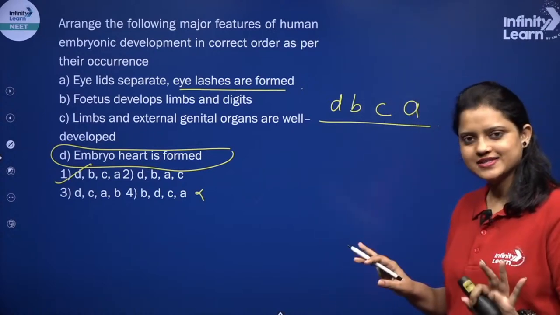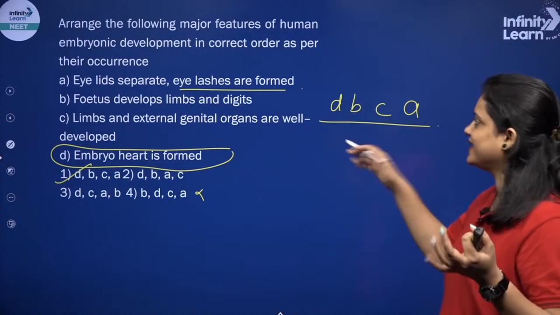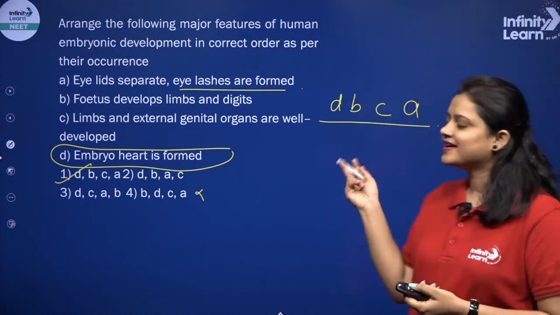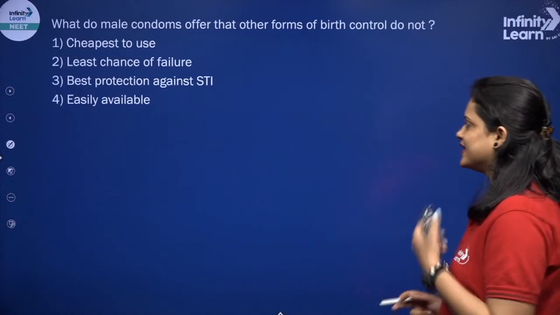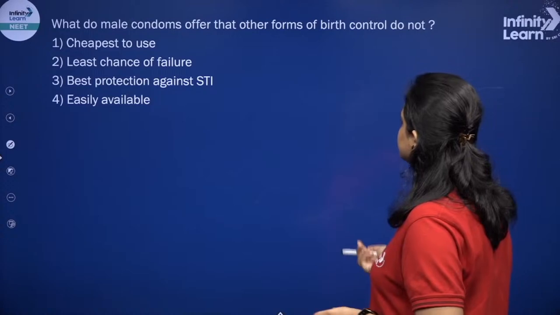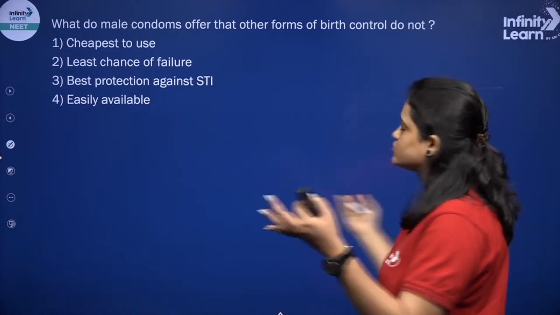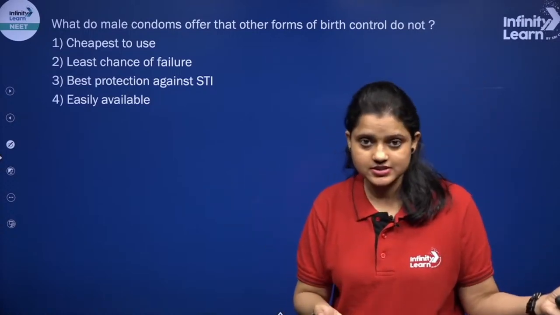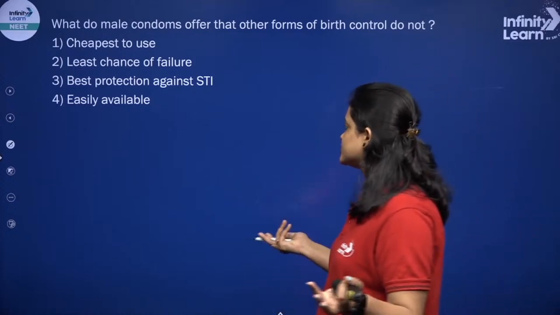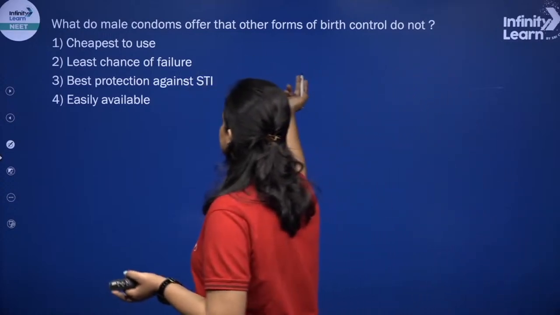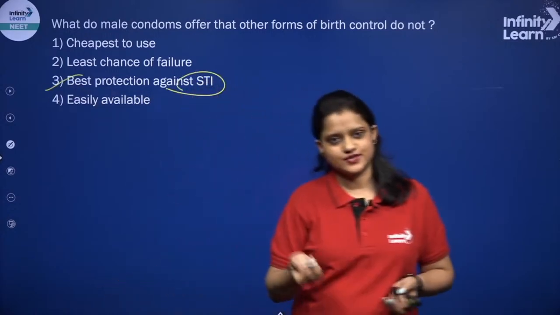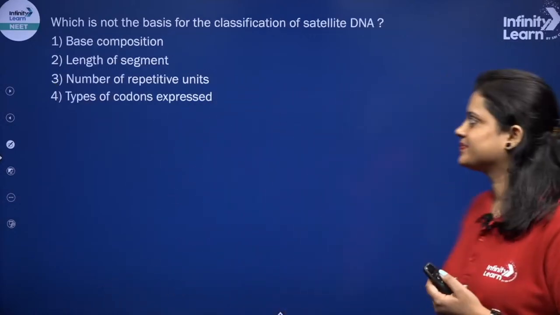Because at the last, eyelids will be separated and eyelashes are formed at the last. Remember this. And first is the development of heart. Now let's move on to our next question. What do male condoms offer that other forms of birth control do not? Protection from STDs, right? Protection from venereal diseases. So cheapest to use, least chance of failure, best protection against STIs, that is sexually transmitted infection. This is the correct option for this question.